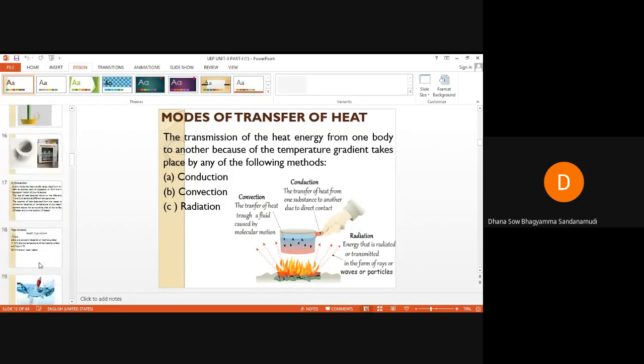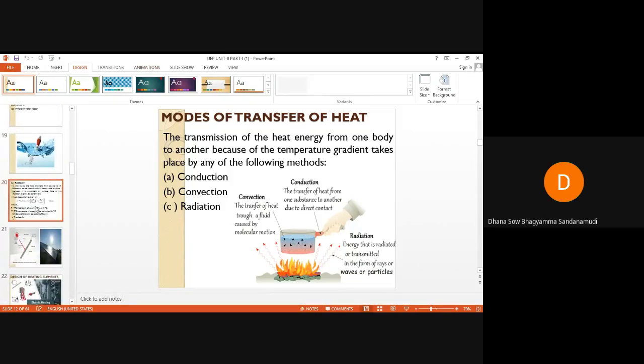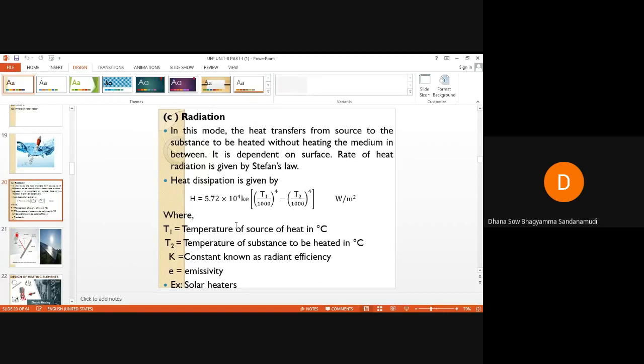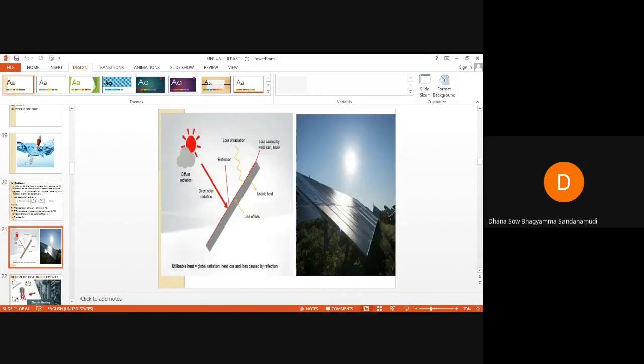The formula that Stefan has given is H is equal to 5.72 into 10 to the power of minus 4, into K into E, into (T1 by 1000) to the power of 4 minus (T2 by 1000) to the power of 4. T1 is the temperature of the source and T2 is the temperature of the substance that is to be heated. K is a constant known as the radiant efficiency constant. E is the emissivity.